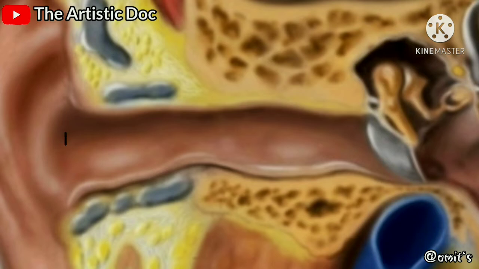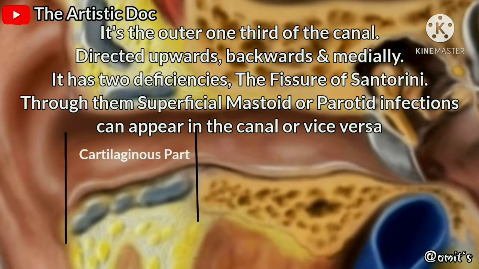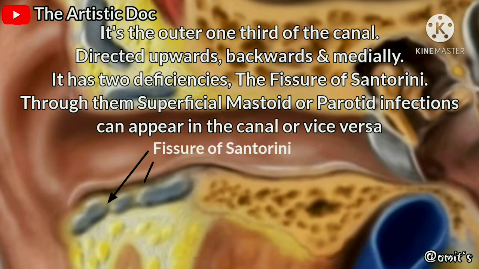Cartilaginous part. It is the outer 1/3 part of the canal. Directed upwards, backwards, and medially. It has two deficiencies, the fissures of Santorini. Through them, superficial mastoid or parotid infections can appear in the canal or vice versa.